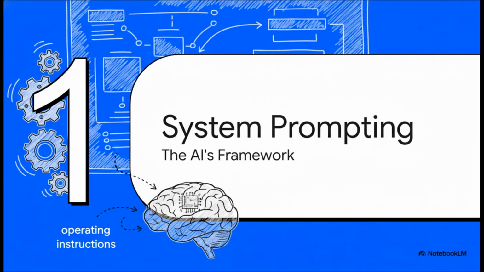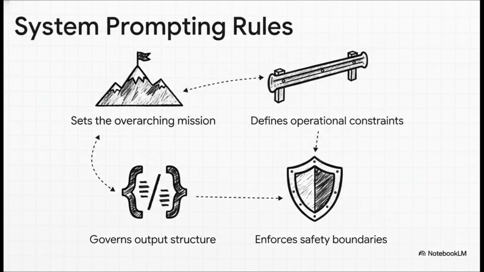Okay, first up we have system prompting. This is all about setting the ground rules for the AI. It's kind of like handing it an instruction manual before you even give it a specific job to do. So with a system prompt, you're defining the whole sandbox it gets to play in. You can give it its main mission, like you are a text classifier. You can set hard limits, like you must only reply in JSON code. Or you can even build in safety rules, like telling it to always be helpful and polite.